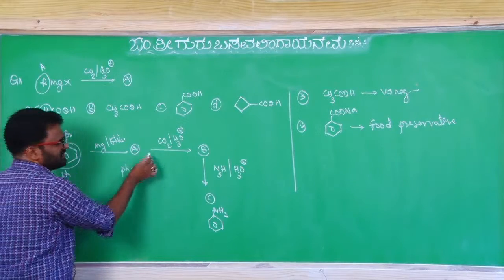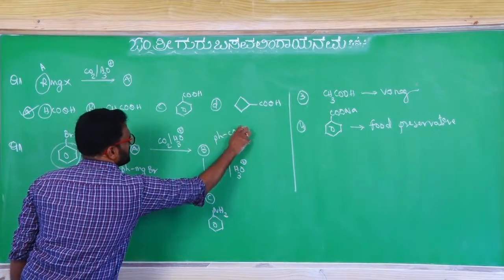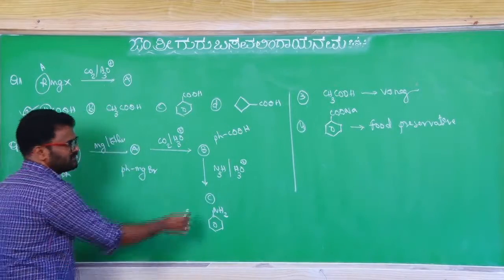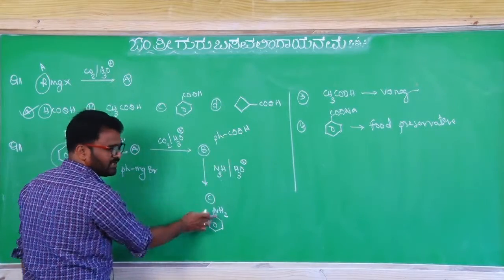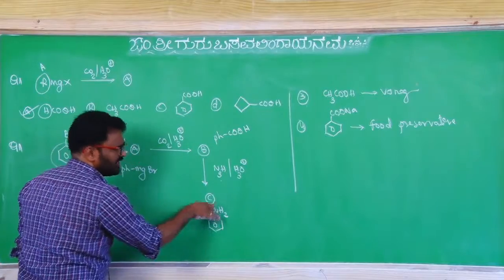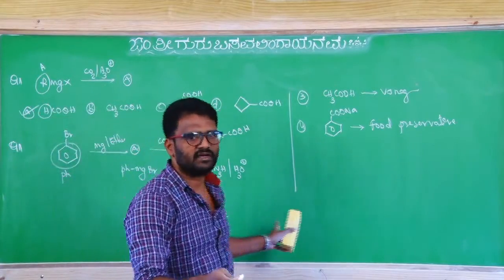After getting RMgX, it reacts with CO2. Then you will get benzoic acid. Then the Schmidt reaction: there will be a conversion of COOH into NH2. Then you will get aniline. Aniline is the final product in this reaction conversion.